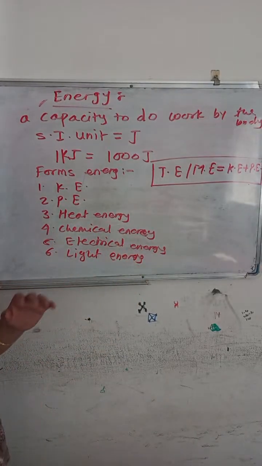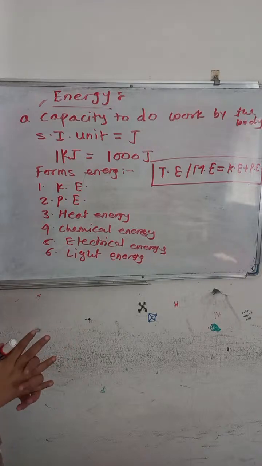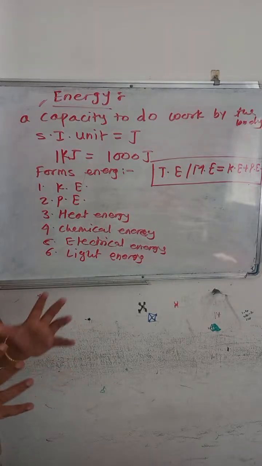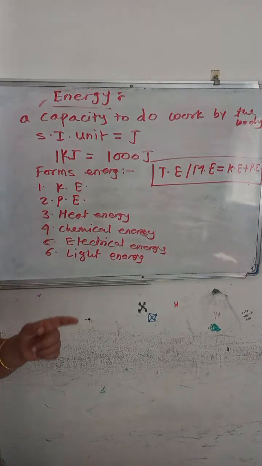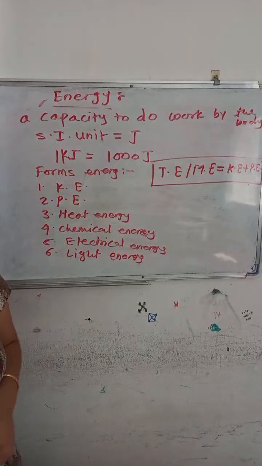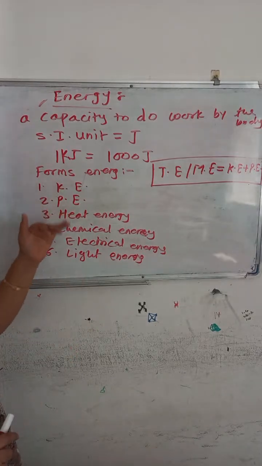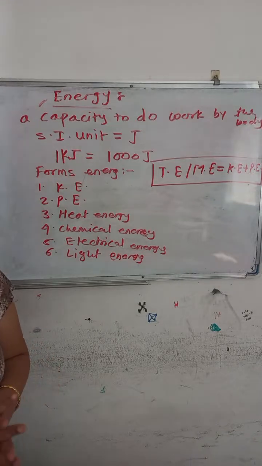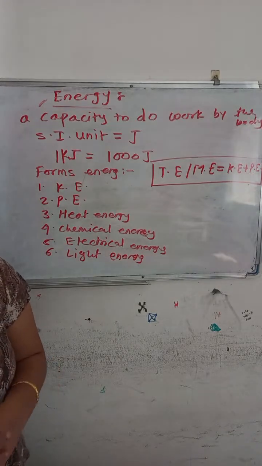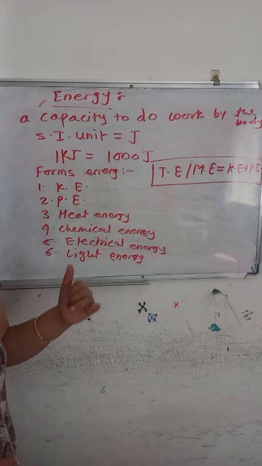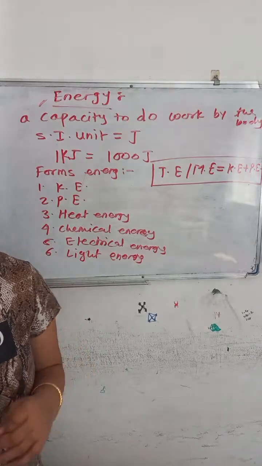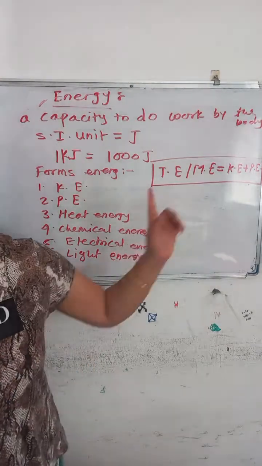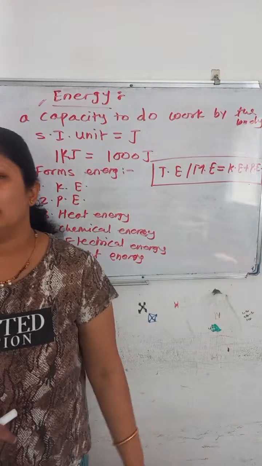Energy is the capacity of doing work, or any body doing some work in a given interval of time. Energy is measured in joule, and 1 kilojoule is 1000 joule. We have different forms of energy: kinetic energy, potential energy, chemical, electrical, light energy. If we want to calculate the total or mechanical energy of any system, we take a sum of potential energy plus kinetic energy.